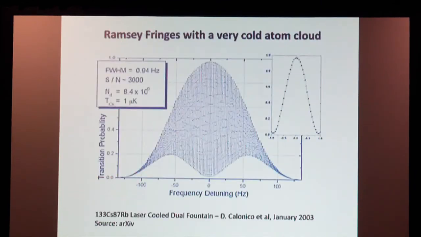Ours is not the best fountain in the world, but some of the best works. I've taken this from another paper, I think from the French group, and you see the Ramsey fringe of less than a hertz width, and the fringes go all the way out. This is what you would get with a really cold atom cloud, close to a microkelvin. In our fountain, it's about 5 or 6 microkelvins or so.